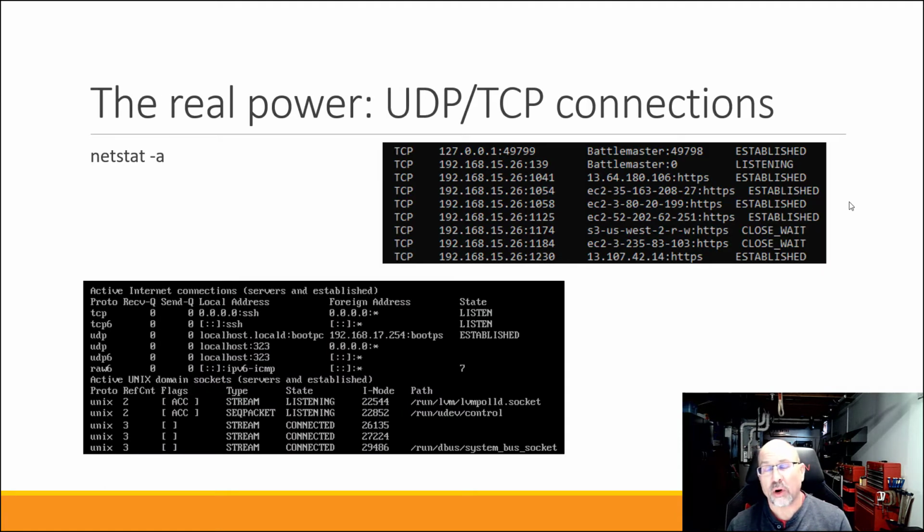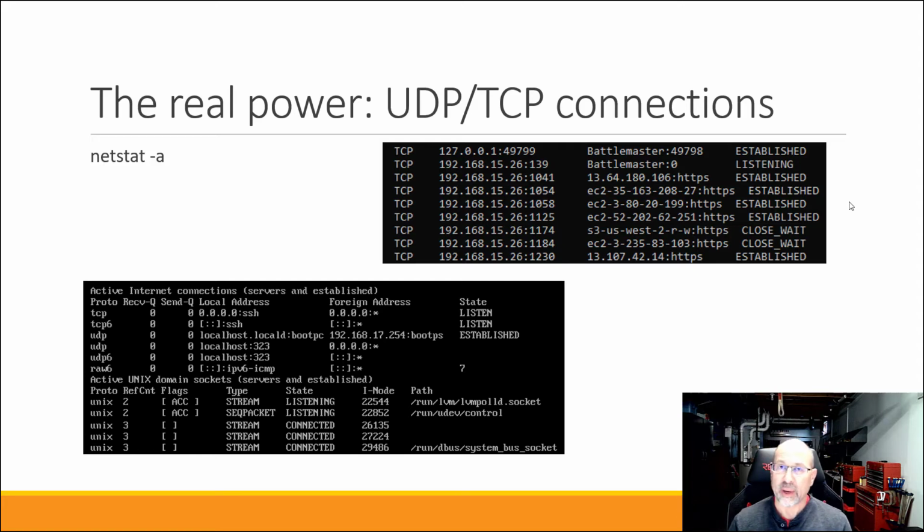But the real power of netstat is to show us what's going on with our TCP and UDP connections. Now we know from our previous discussion of, say, the client-server architecture, that TCP connections go through a handshake to start up, they do a handshake to shut down, and then we've got servers that listen, we've got clients that connect. So netstat gives us a good way to see the status of all of our connections.